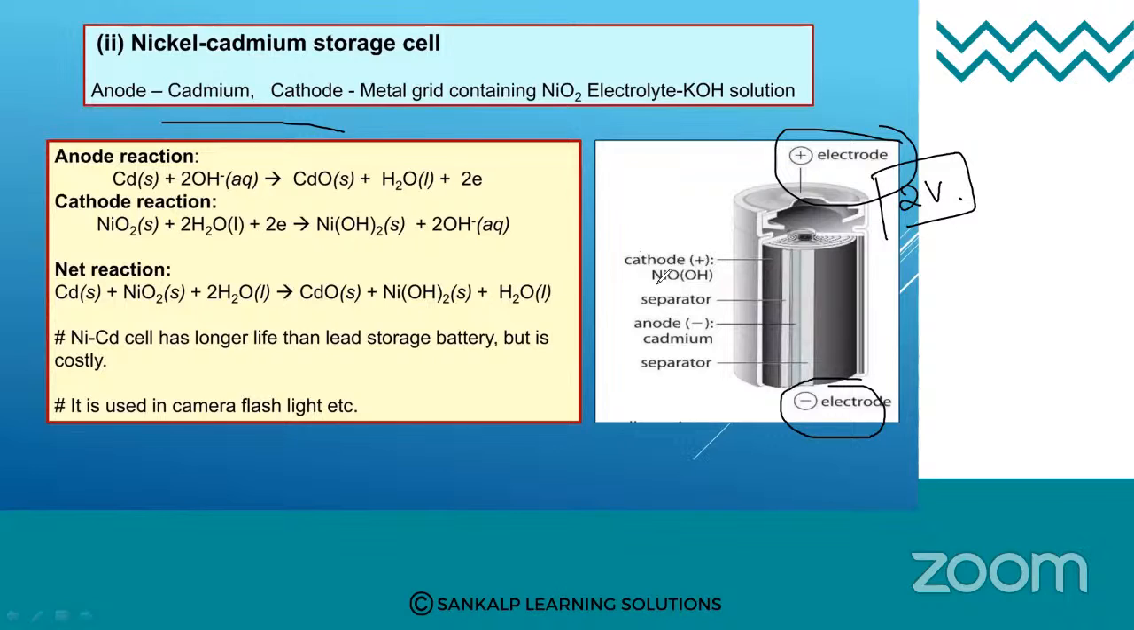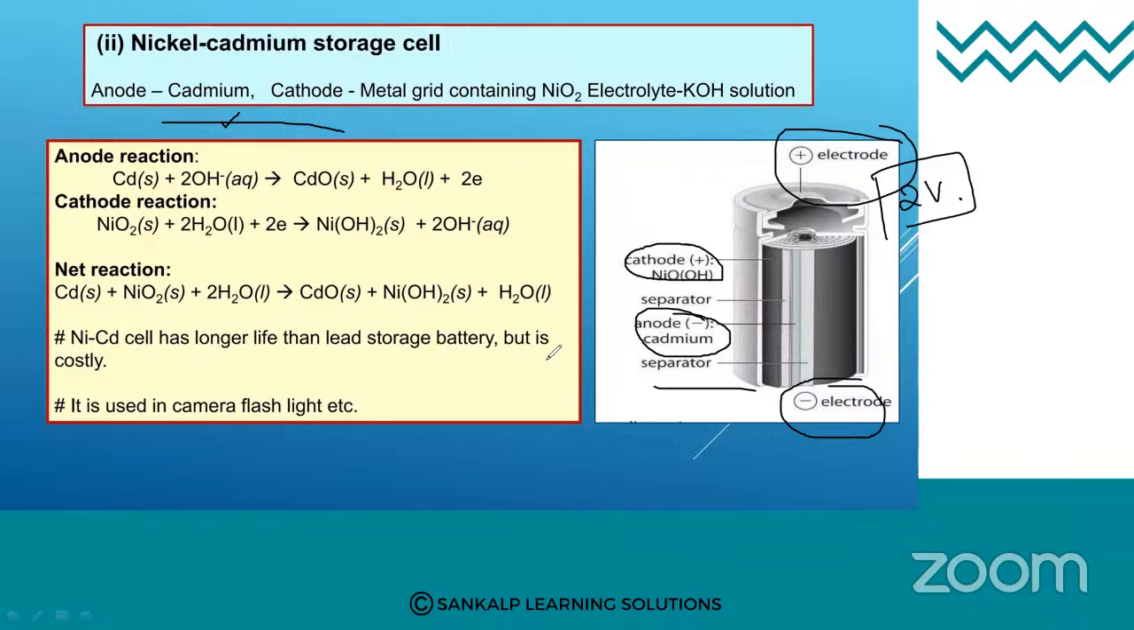Then you have a cathode. After the cathode, there is a separator. Then you have the anode. The anode is your cadmium, and a separator. So this is your nickel cadmium storage cell. Now in this, what is your anode? The anode is cadmium and the cathode is a metal grid containing nickel oxide. And the electrolyte solution is your KOH solution.